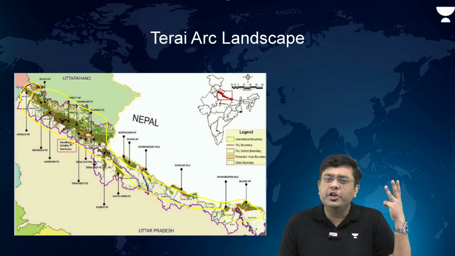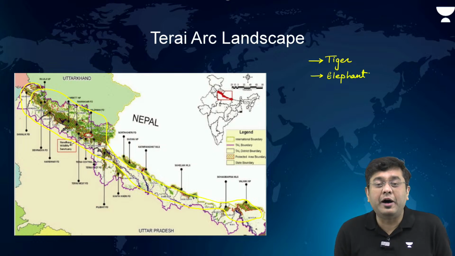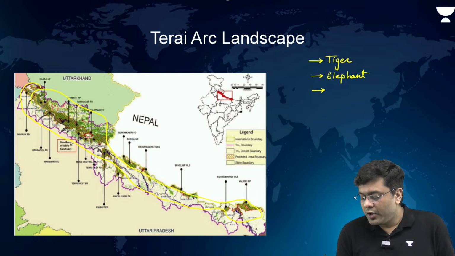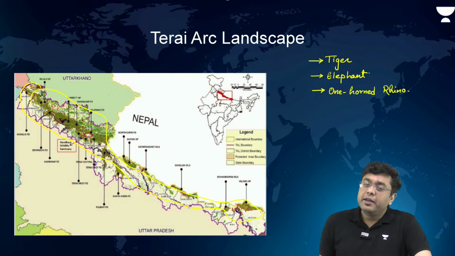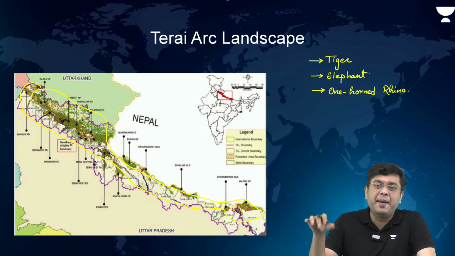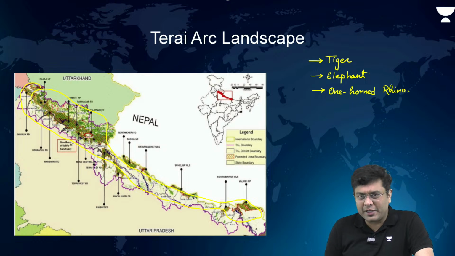Here you have 3 major species which are to be found. One is the Royal Bengal tiger. Another is the elephant, the Asian elephant. And the third major species to be found is what? One-horned rhino. So you have 3 major such species. In these foothills, the Terai belt at the foothills of the Himalayas, is where you will find critical biodiversity because of the increased amount of natural vegetation.